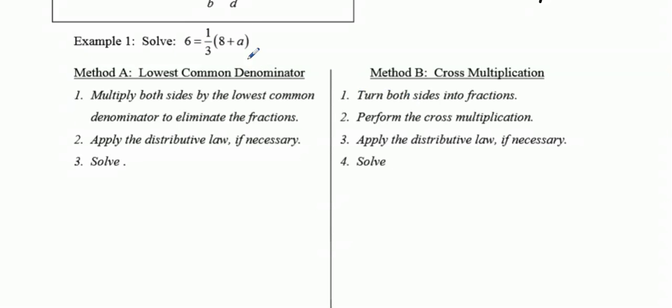Or we can use one of these two methods, which is finding the lowest common denominator of the fractions, which in this case is the 3. There are no other fractions, right? So you've only got one denominator. And then multiplying both sides by that common denominator of 3.